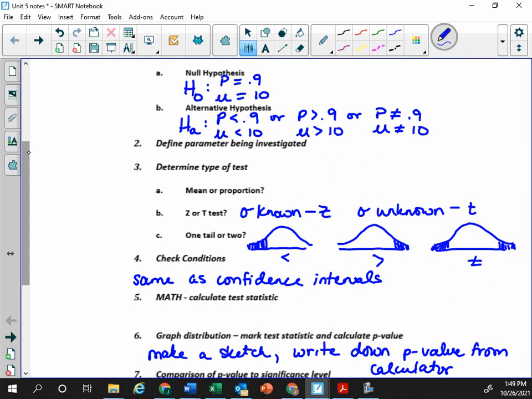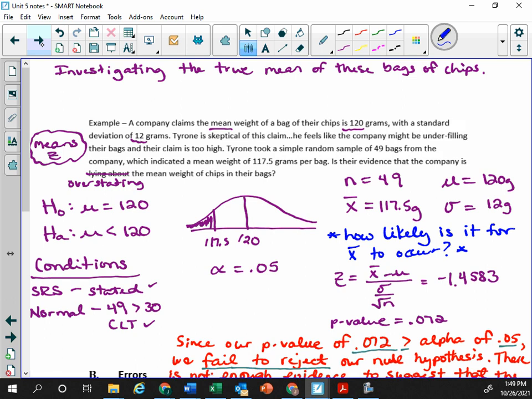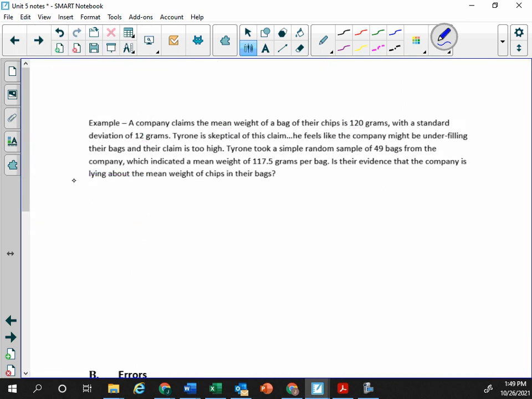All right, let's look at one so you guys can kind of see how all of these pieces work. All right, let's read about a company and their chips.